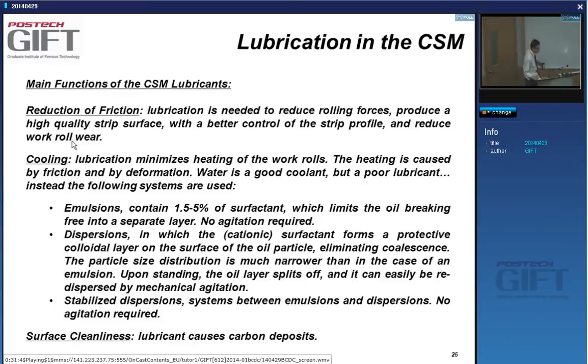The additional benefit of the lubrication is cooling. Because you use less force, less load, you will have less heating of the roll because there's less friction. And the heating is caused by friction and by deformation, we know. Now, one of the things we could be using is water, because water is a very good coolant. So we could use water. But water is a very poor lubricant. Yes, it's a very poor lubricant. And so we will not be using water, or not only water, in the lubricants for the cold strip mill.